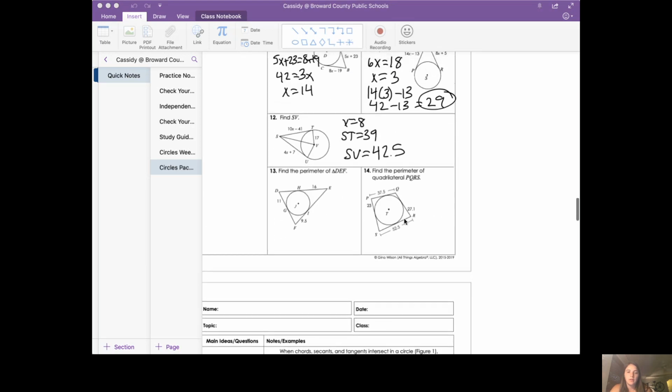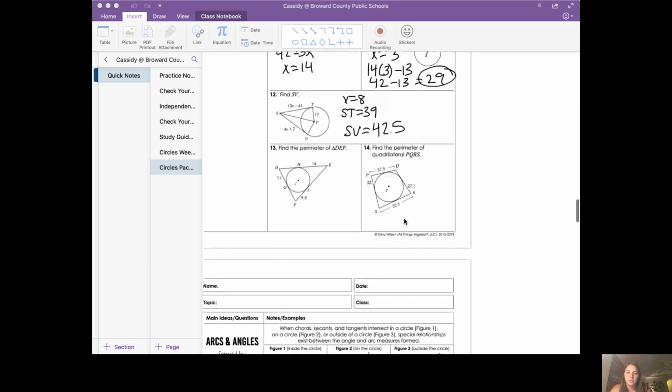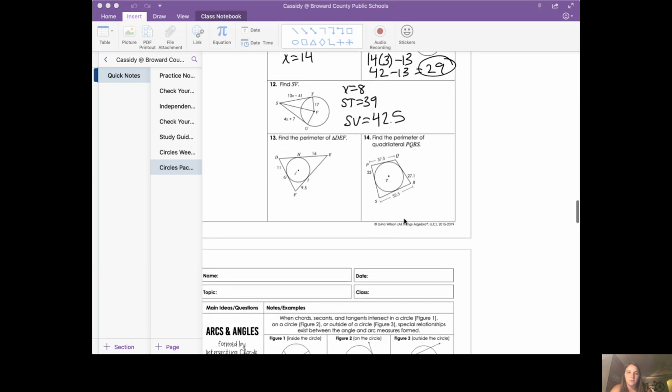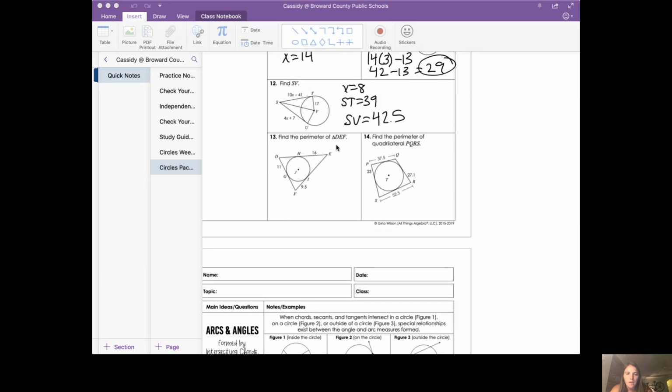All right, last two on this part. Find the perimeter of DEF. DEF is right here. We're going to apply those rules. Let's use the highlighter. This is congruent to this, this is congruent to this, and this side is congruent to this side. So if that's 16, this is 16, this is 9.5, this is 9.5, and that's 11, this is 11.